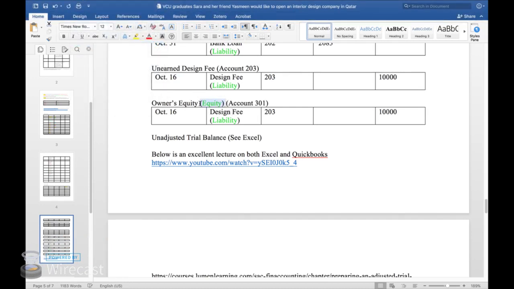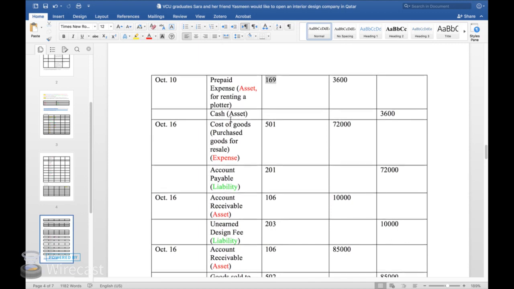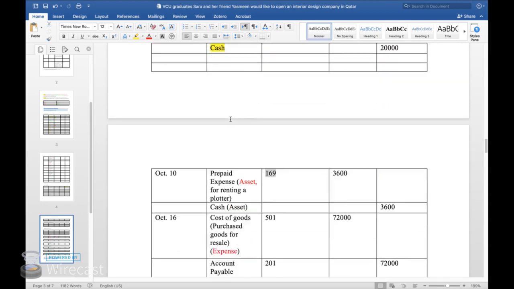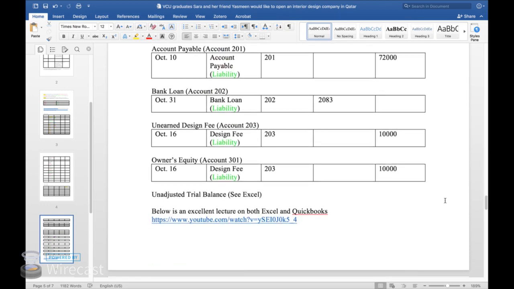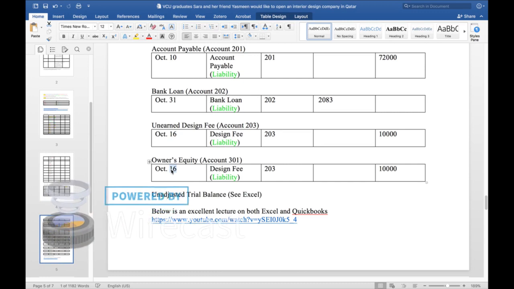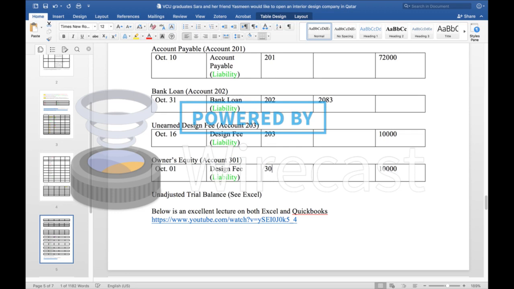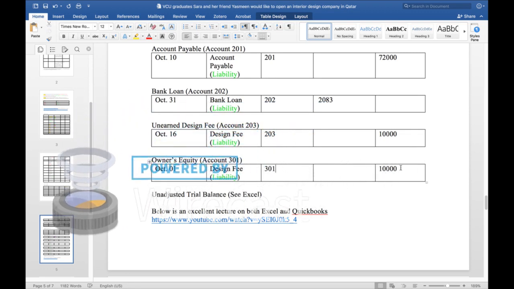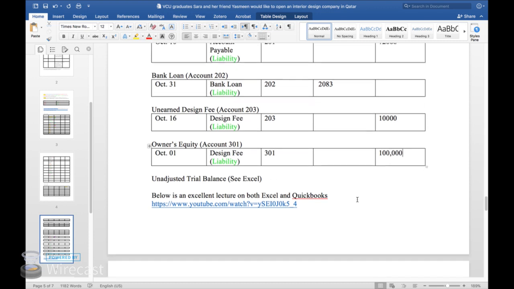Owner's equity, account 301. Which day? On the first day, I believe. October 1st. If you don't, this is no big deal, but write it down. Account 301, liability, owner's equity, 100,000. If you really want to be a good accountant, you do this with a comma.